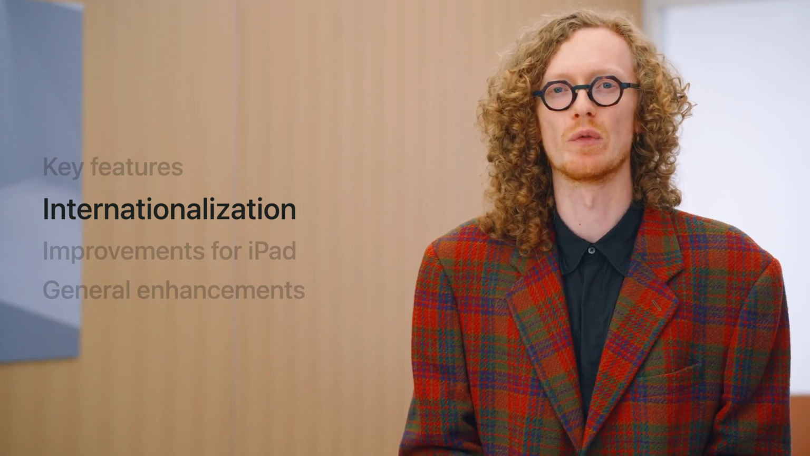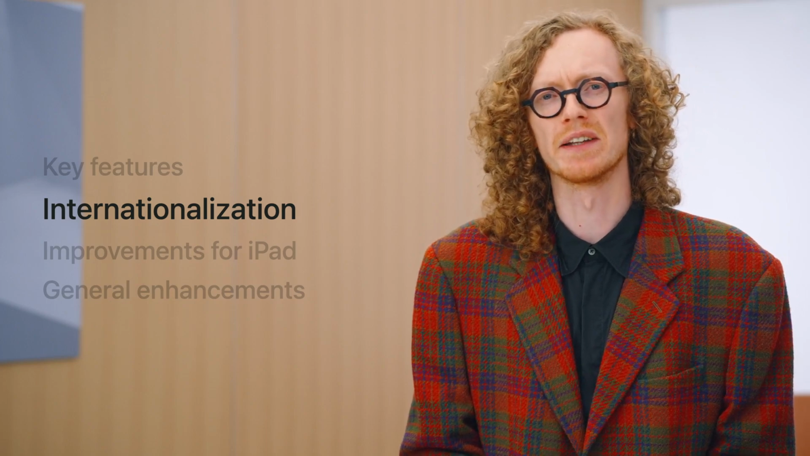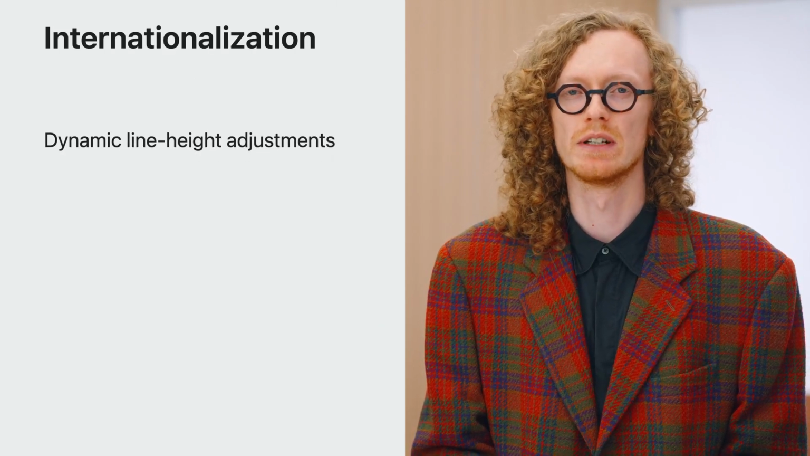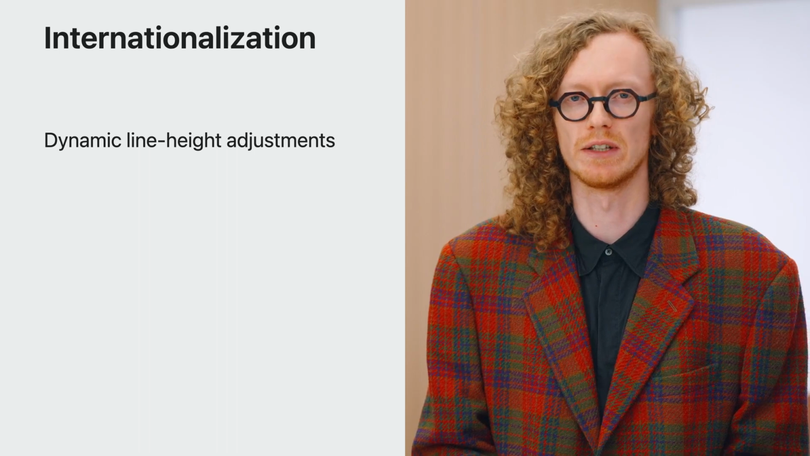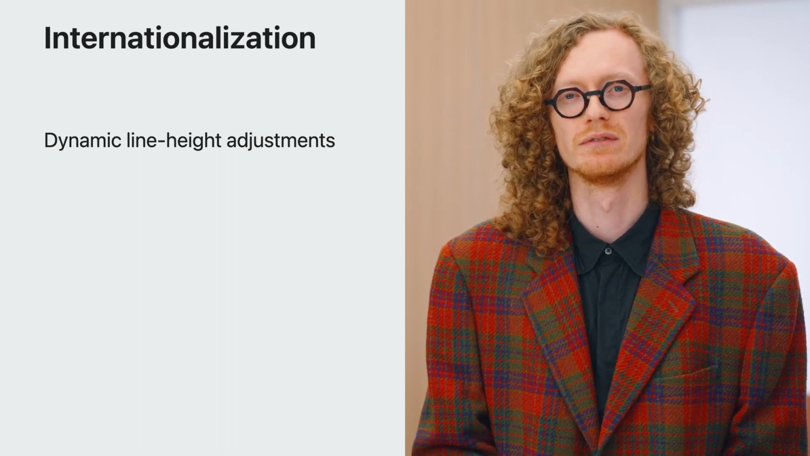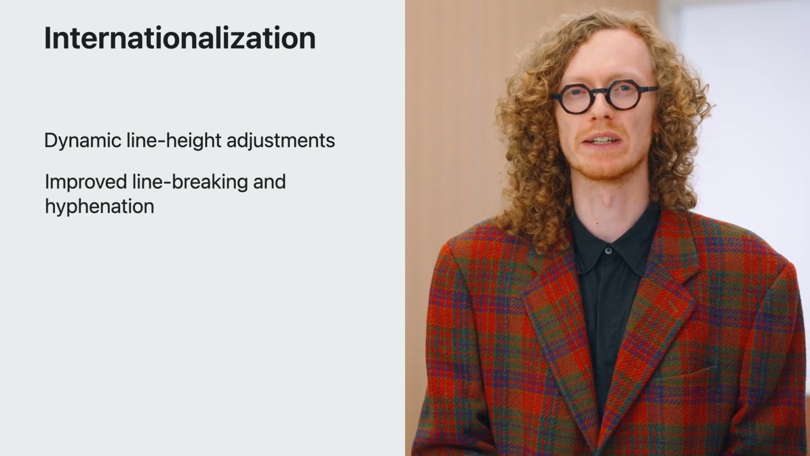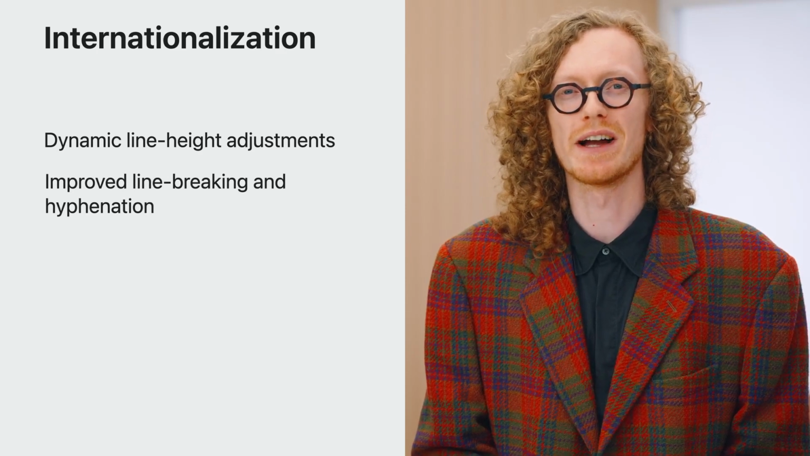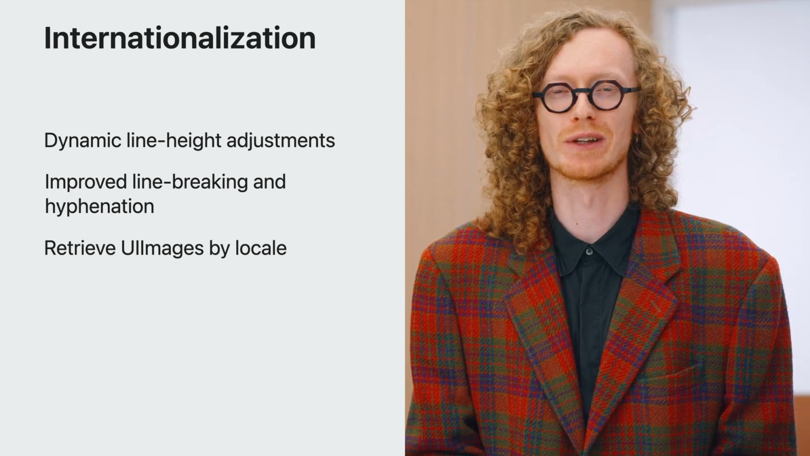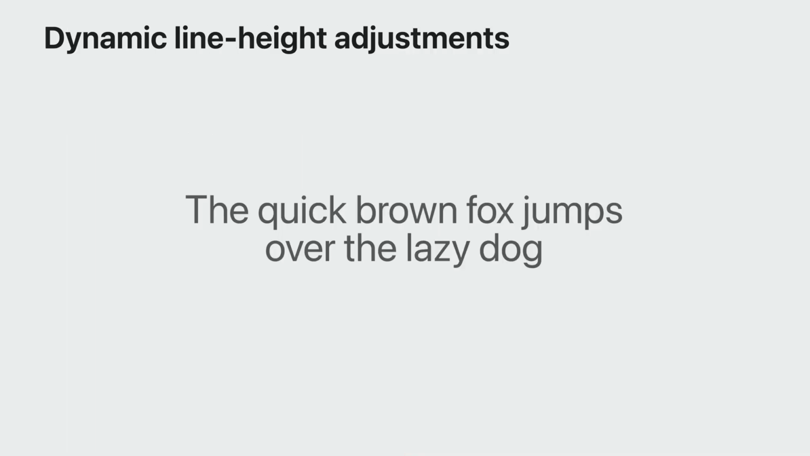Across all Apple platforms, it is essential to deliver a consistent, high-quality experience, irrespective of the language setting. To facilitate that, we've made significant advancements in the area of fonts and text rendering. In this section, I will tell you about the dynamic line height adjustments that help prevent clipping and collision of text in certain fonts and languages. You'll also learn about the improved line breaking and hyphenation rules, as well as the new API to request images based on the locale.